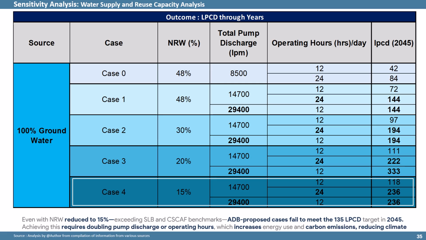Analysis indicates that even in the best case scenario, that is at 15% NRW and using 14700 LPM as proposed in the program, the 135 LPCD target is not achieved within 18 years. But the continuous application of the same standard across all cities will necessitate that if we really have to achieve this 135 LPCD, it is necessary to increase either the pump discharge or the operating hours, which will consequently lead to higher energy consumption.